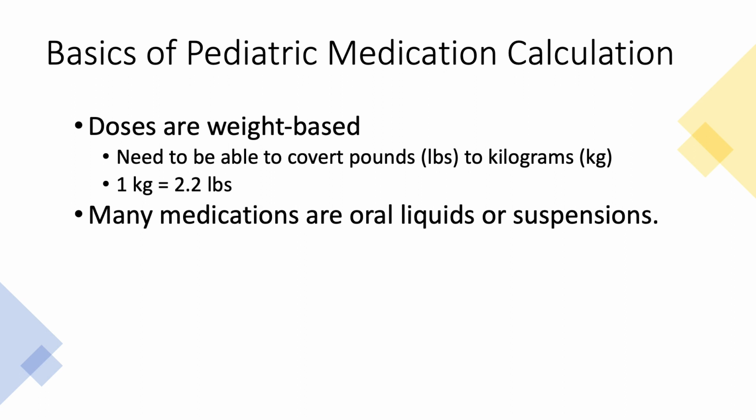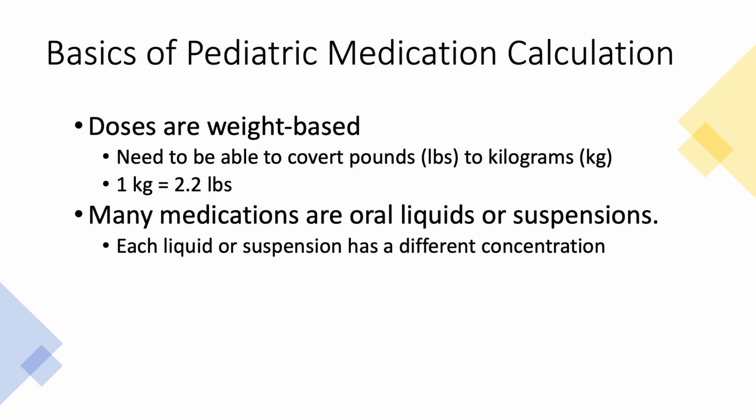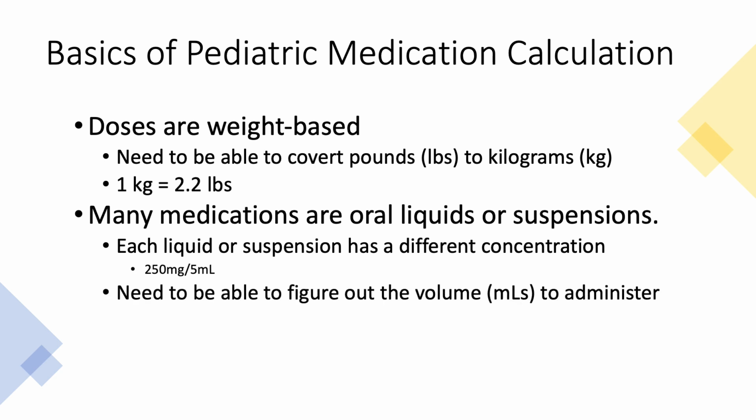Many medications are oral liquids or suspensions, and each one of these has their own concentration. For example, you might have a medication that has 250 milligrams in 5 mLs. You'll need to be able to figure out how many mLs you'll want to administer. So using that example, if you were to give 250 milligrams, you would give all 5 mLs. If you only wanted to give 200 milligrams, that would be 4 mLs.